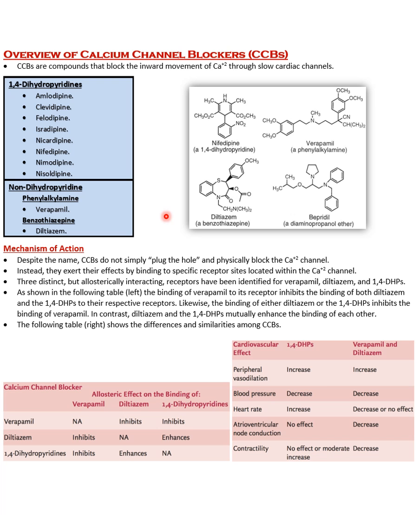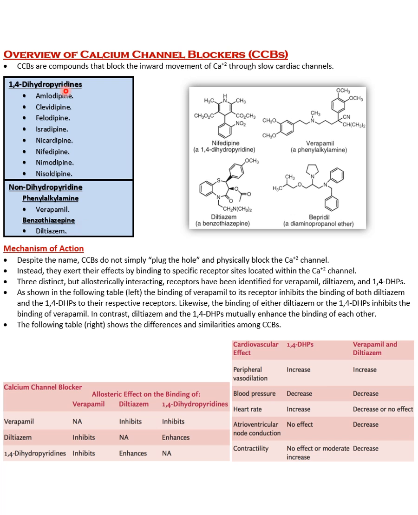Let's start with a quick overview of the types of calcium channel blockers. There are basically three kinds, or two classes. One of them is the 1,4-dihydropyridines, and the other class is the non-dihydropyridine, which can be further classified into two kinds: phenylalkylamines and the benzodiazepine, and there's only one example of each one. So basically, you have the 1,4-dihydropyridine, or for short 1,4-DHP, and the verapamil or diltiazem.